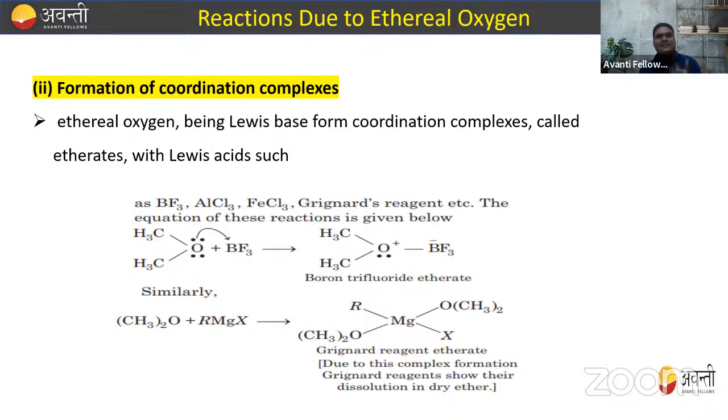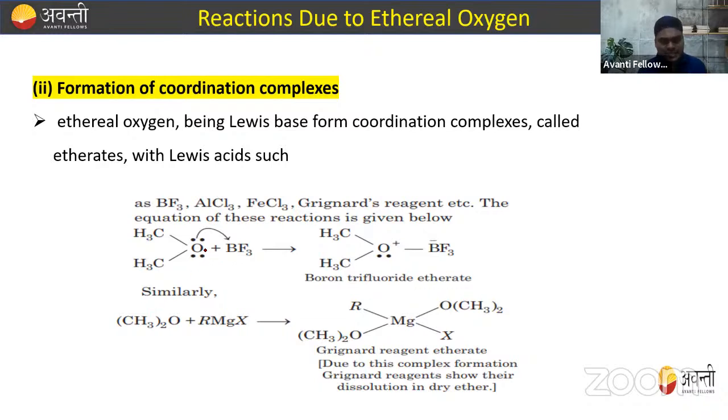We all know this. They have a strong tendency to accept electrons, and that's why they are called Lewis acids, right? So basically BF3, AlCl3, FeCl3, Grignard reagent are examples. Let's see the equation of this reaction. Always remember this.